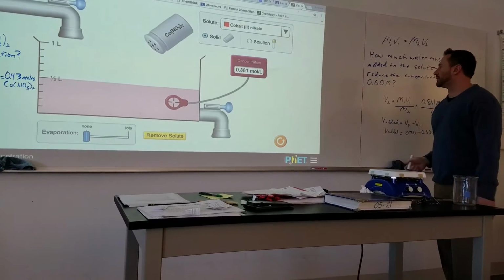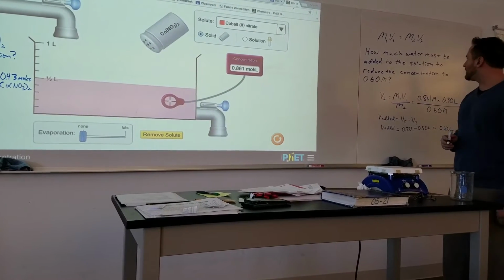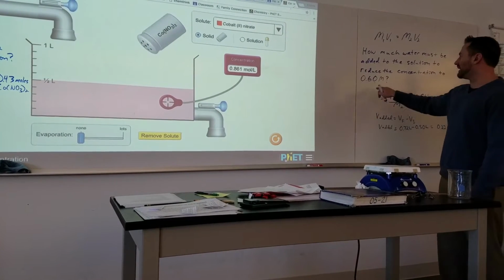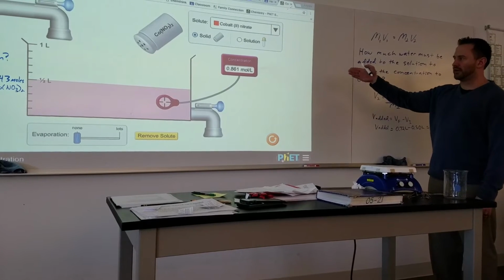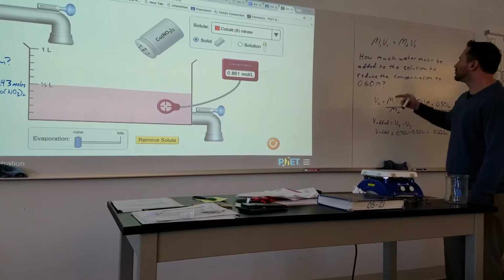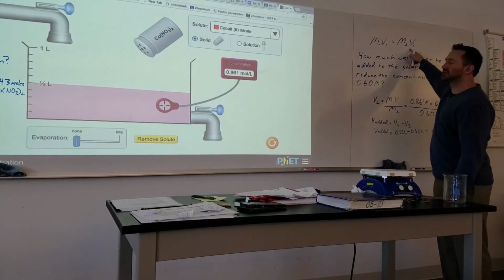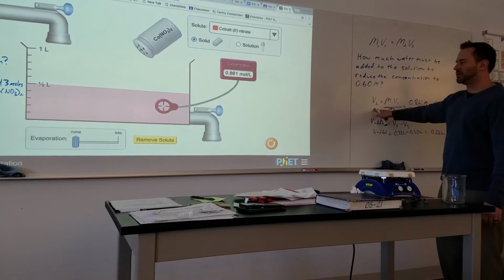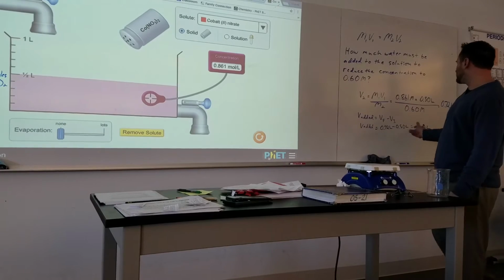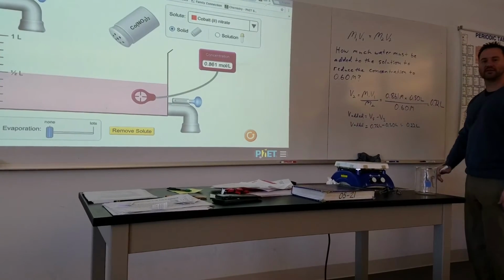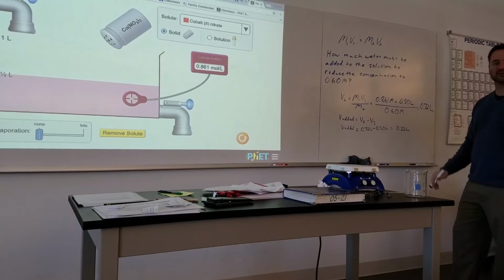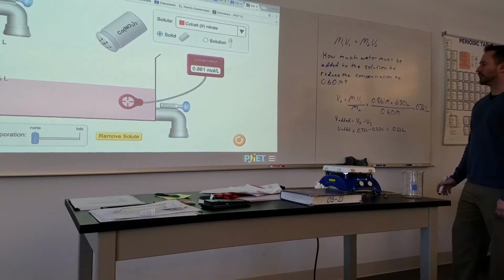So a question I could ask you about this solution would be, how much water must be added to the solution to reduce the concentration to 0.60 molar? So here we have a final concentration, and we already know our initial concentration is 0.861, and our initial volume is half a liter. So what we would do is take this equation and rearrange it to solve for the final volume. The final volume would equal your initial molarity times your initial volume divided by your final molarity. So you plug in the values and you see that you would have 0.72 liters of solution that you would need to have in order to dilute the concentration from 0.861 to 0.60 moles per liter.